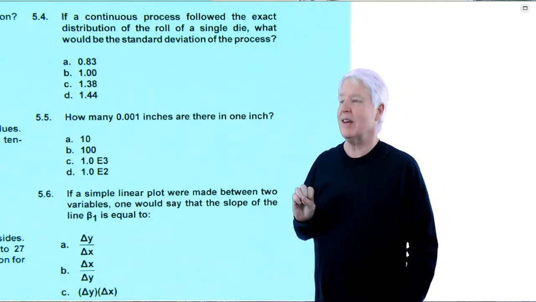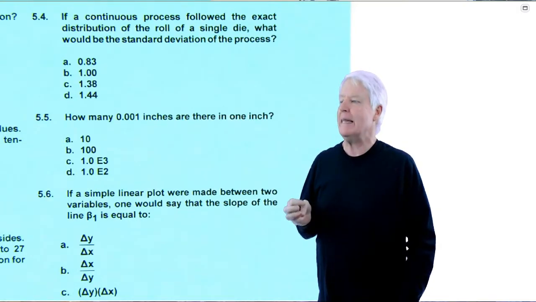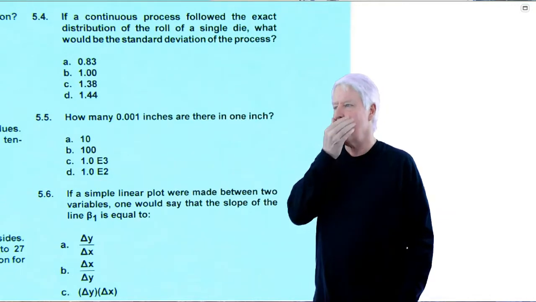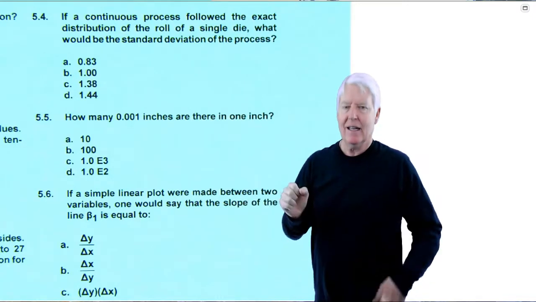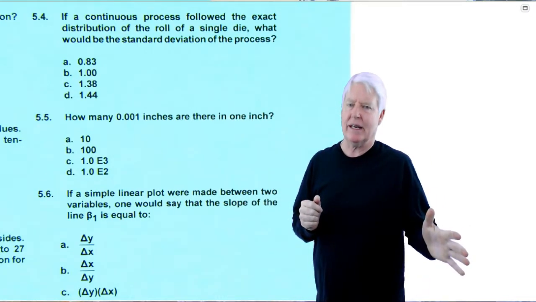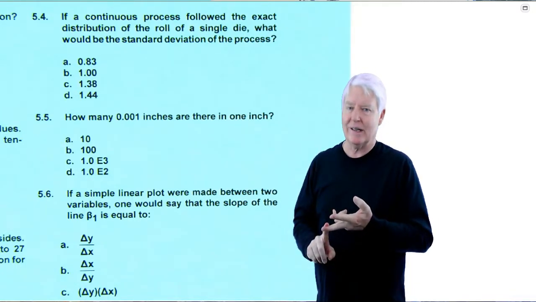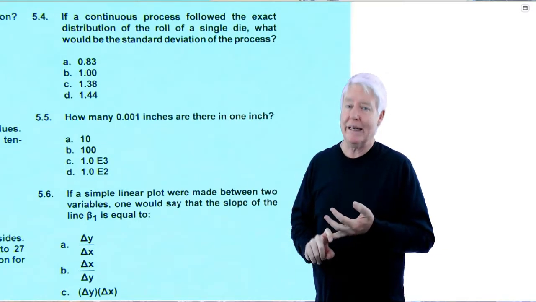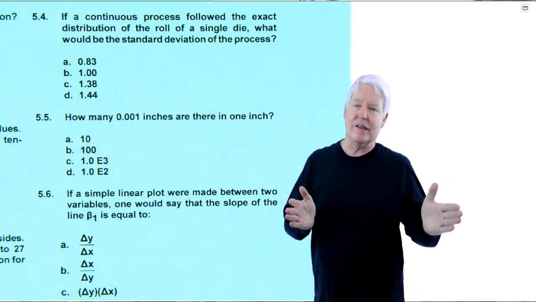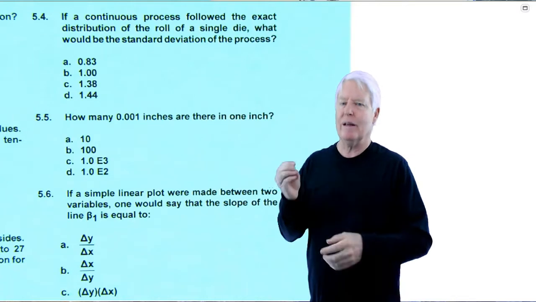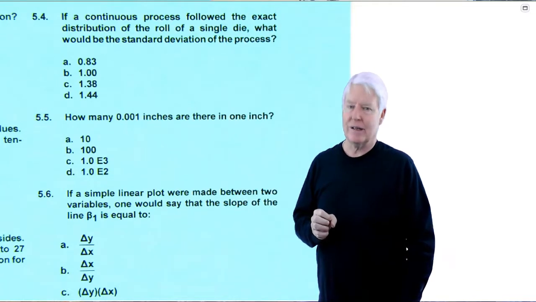All right, here we are at question 4. If a continuous process followed the exact distribution of the roll of a single die, what would be the standard deviation of the process? First of all, you must know about this distribution of a roll of a die. Think of it, you can roll 1 through 6. What's the probability of getting a 1? 1 in 6. A 2? 1 in 6. A 3? 1 in 6. Every one of them has the same probability. When the probabilities are equal over the range, so that every event has an equal probability, it's called a uniform distribution.